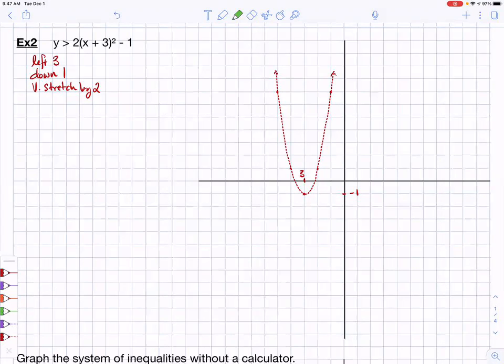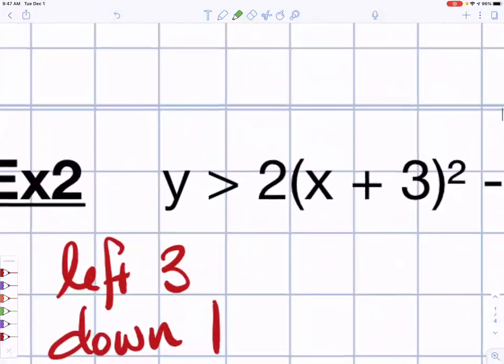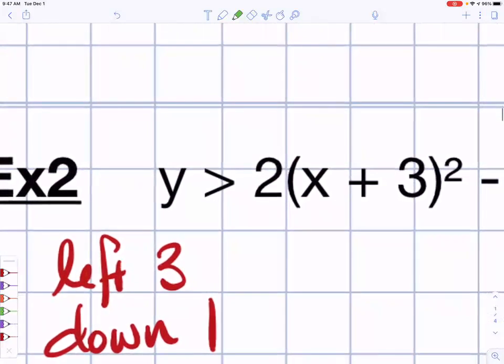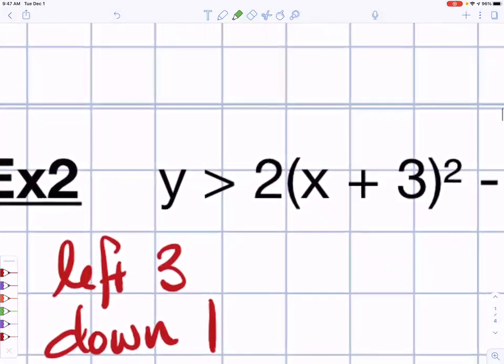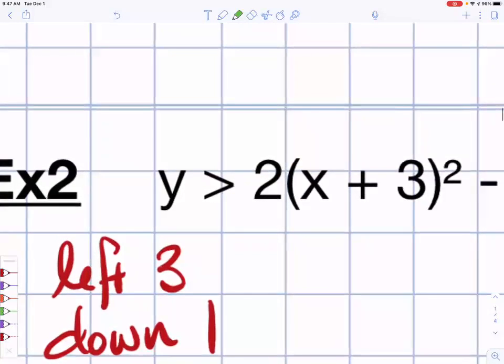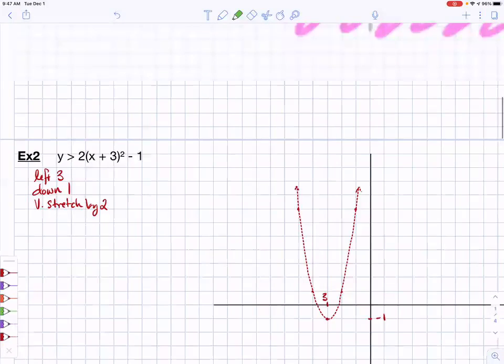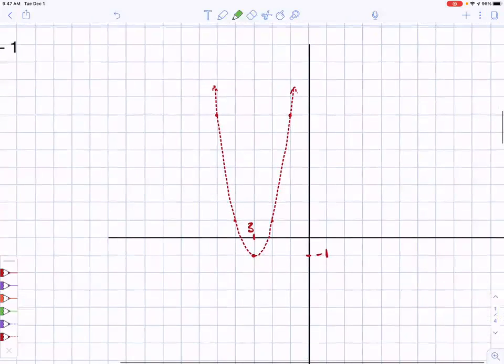So, y is alone, and it says here in my inequality, y is greater than. So if y is greater than, where is my shading going to go? Above. Now, this is a little tricky. Where's the above? It's going to be inside the parabola, because if I go outside the parabola, it's going to go down below it, right? So my shaded region is everything on the inside of the parabola.